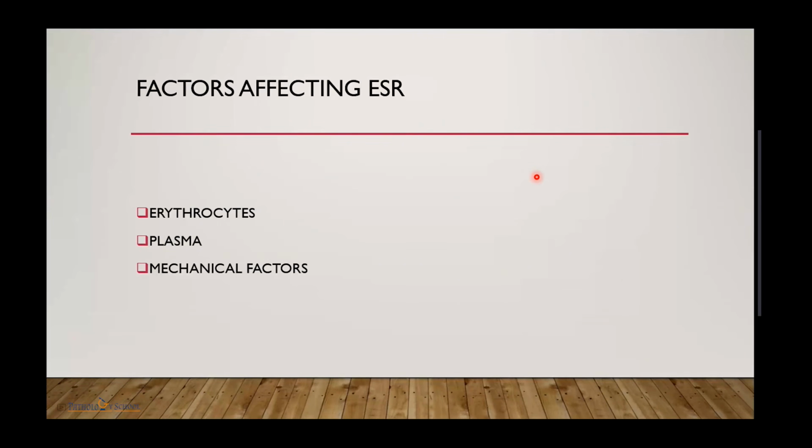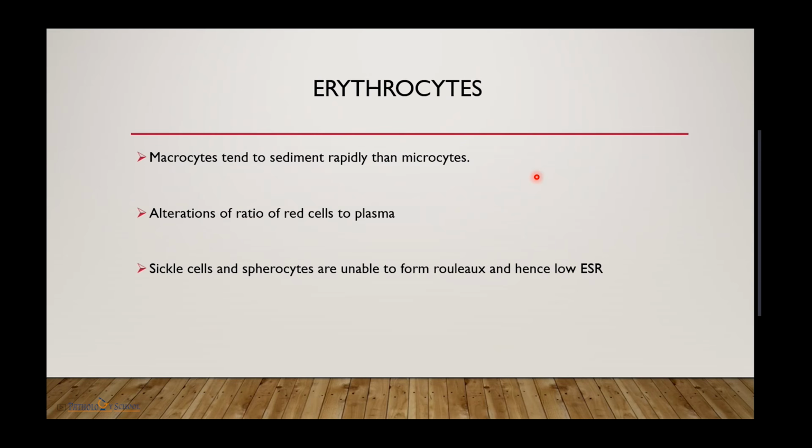There are 3 main factors which affect the ESR. The first is erythrocytes, the second is plasma, and the third are the technical and mechanical factors. Let's start with the erythrocytes. Basically, the RBC and plasma ratio affects the ESR. Second, the size of the RBC: macrocytes tend to sediment more rapidly than microcytes. As well as the shape of the RBC, like sickle cells and spherocytes, they are unable to form rouleaux, hence it lowers the ESR.